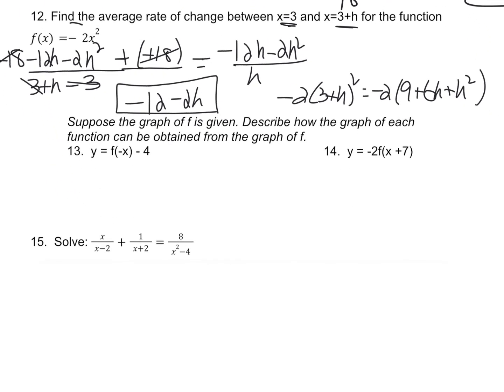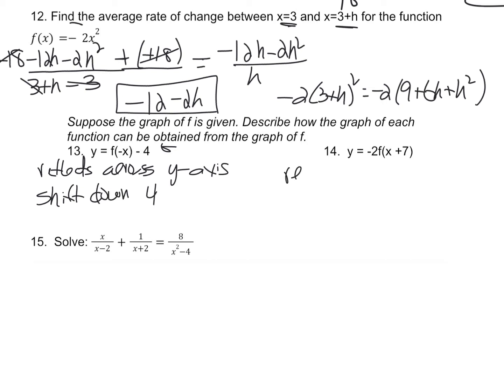13, suppose the graph of f is given. How would you obtain the graph from the graph of f of x? Okay, 13, the first thing I see there is a negative inside. That means it reflects across the y-axis. If the negative's in the front, that's across the x-axis. The minus 4 on the outside means it shifts down 4. All right, number 14's got a negative in the front, so it reflects across the x-axis.